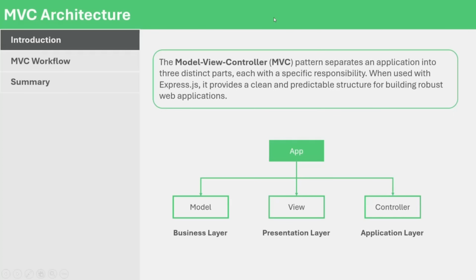So using MVC architecture, we can separate the application into three main parts: model, which contains the business logic; view, which contains the UI code; and the controller, which is the application layer and is responsible for handling any incoming request. Okay, so in MVC architecture, we have three main parts: model, view, controller. Now, let's talk about each of these components in detail.